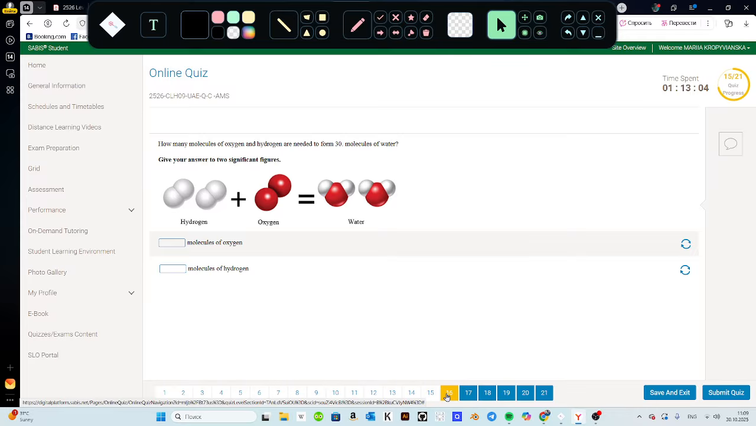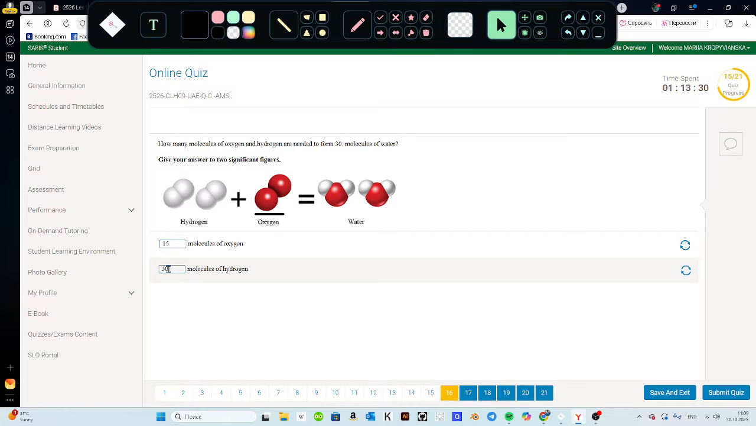Now, here we need to apply the conservation of atoms. So if we know that we have 30 molecules of water, we need to find the number of molecules of oxygen. We can see that it's 2 of them. So we're going to be dividing 30 by 2, which gives us 15. And over here, it's still going to stay 30, because we're still going to be using the same amount of hydrogen.